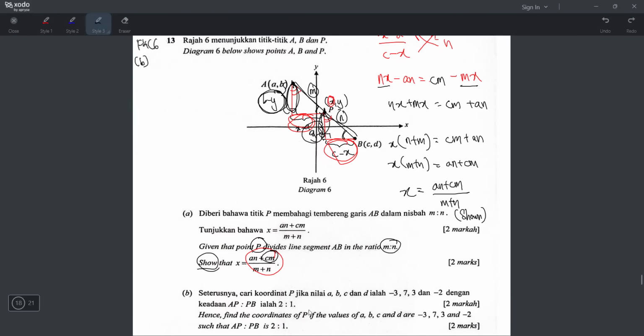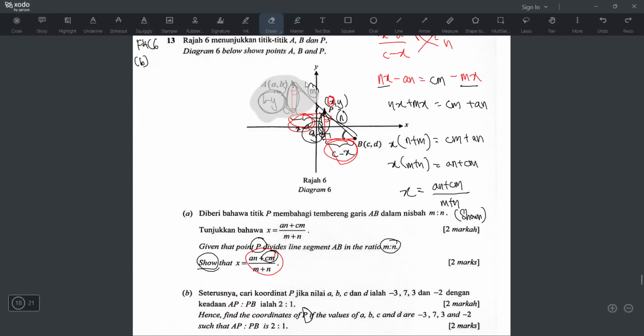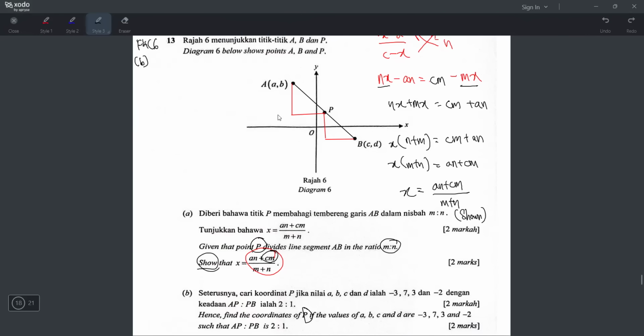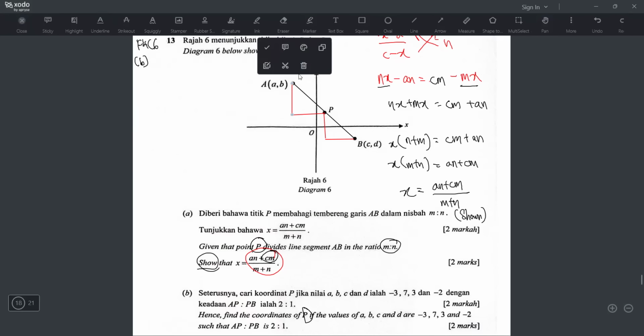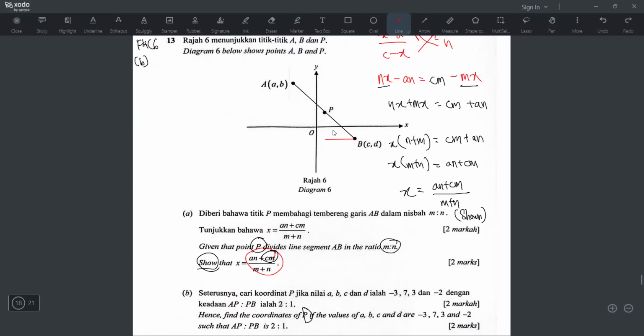Let's go. Find the coordinates of P, which is the XY here, if the values of A, B, C, D are -3, 7, 3, -2, such that AP:PB is 2:1. I think I have to erase all this junk because it's hindering my ability to label, because everything looks so messy. If you want the earlier working, you can just rewind and pause. For now I'll erase it. And the triangle I don't need anymore. I drew the triangle just now to explain how to prove the formula, but now I don't need it.